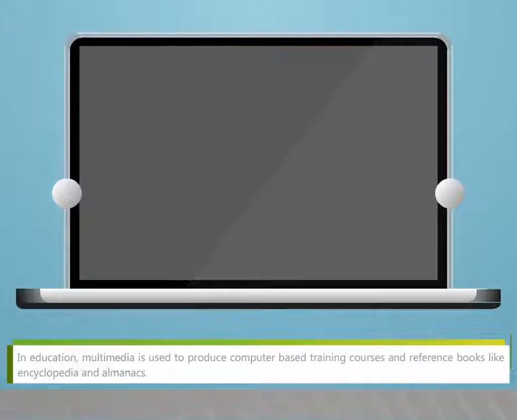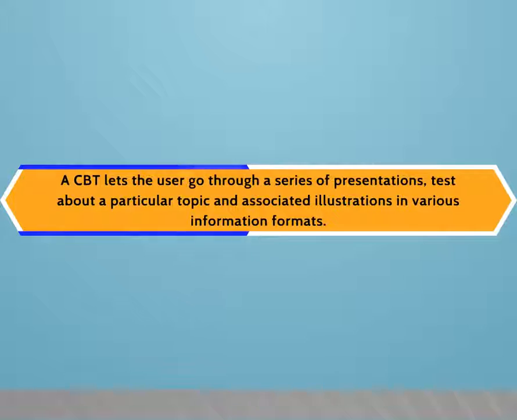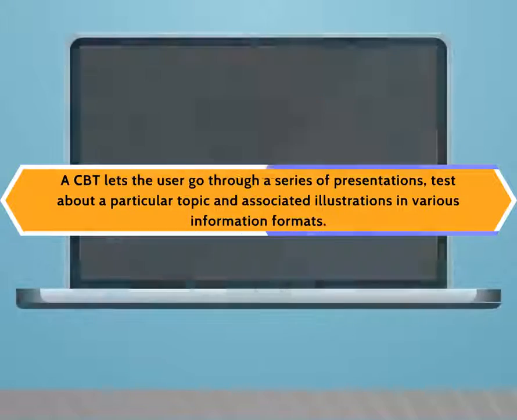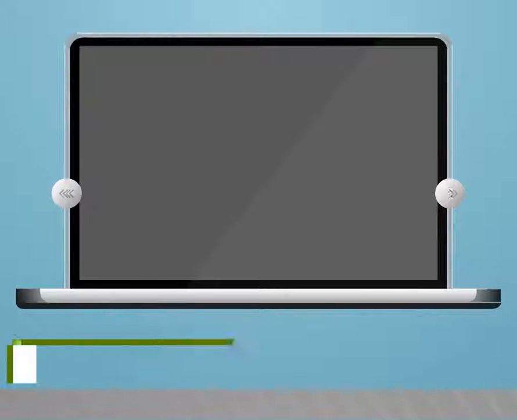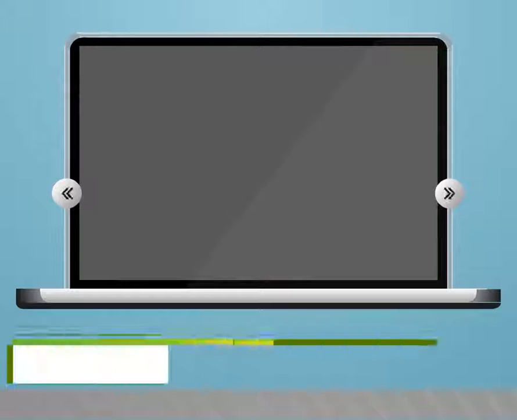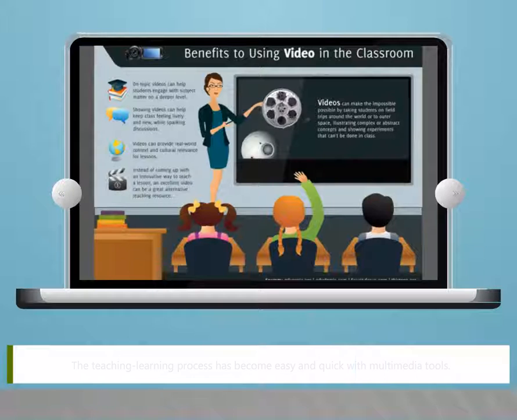Education. In education, multimedia is used to produce computer-based training courses and reference books like encyclopedia and almanacs. A CBT lets the user go through a series of presentations, text about a particular topic, and associated illustrations in various information formats. Edutainment is an informal term used to describe combining education with entertainment, especially multimedia entertainment. The teaching-learning process has become easy and quick with multimedia tools.